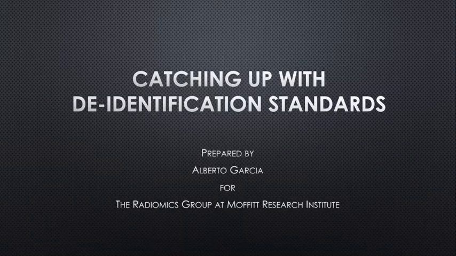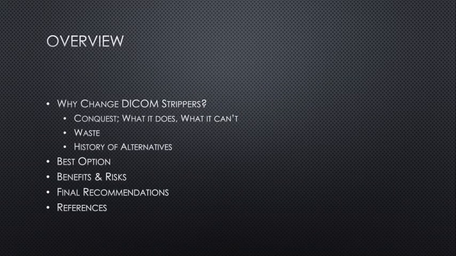Today I'm presenting for the radiomics group at Moffitt Cancer Research Institute, and today's topic is going to be catching up with the de-identification standards within the UO1 grant and the RO1. So firstly, we're going to go over a quick overview of what we're going to cover today.